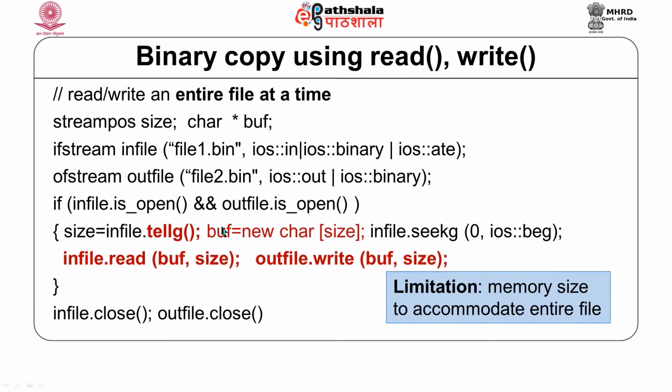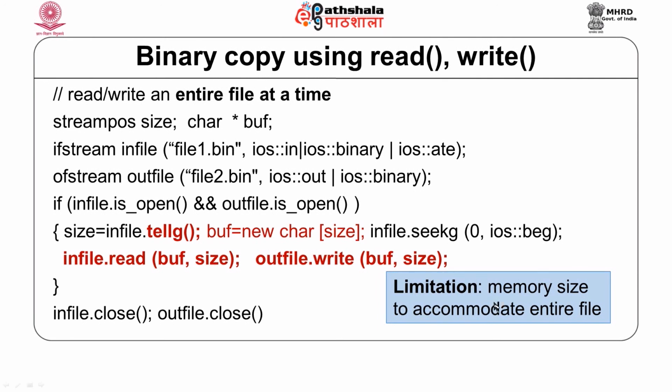So, first of all we need to allocate the buffer of that much size. So, we said buff is equal to new char size. So, we have allocated the buffer of size in the memory, and after that again it is required to put the position at the beginning of the file. So, the get pointer is set at the beginning of the file using the seekg method. Now, from the beginning of the file we read size bytes into the buffer, and that buffer we are writing into the out file. So, this is how we read the entire file at a single time into the buffer and write it in a single write.